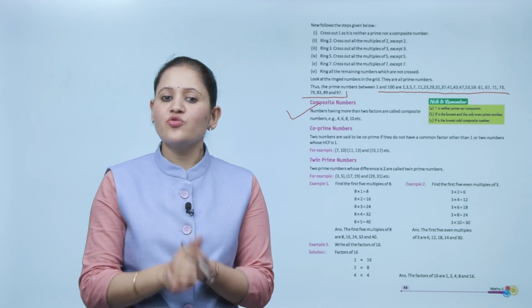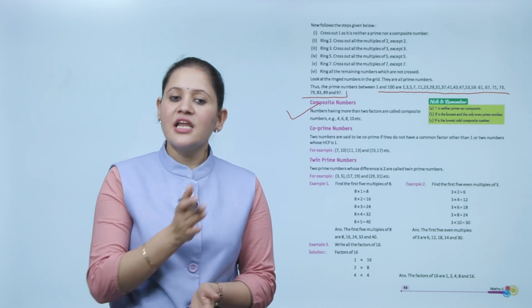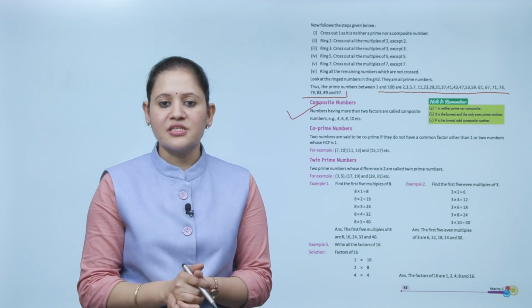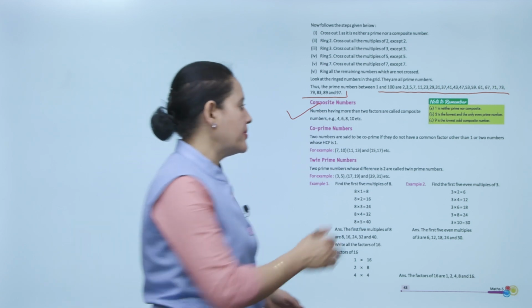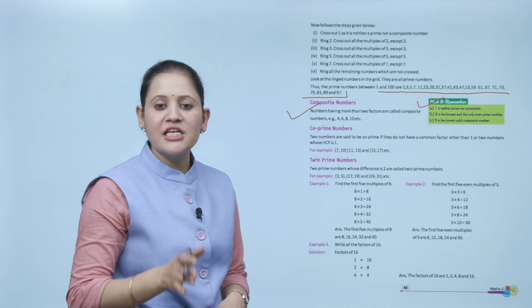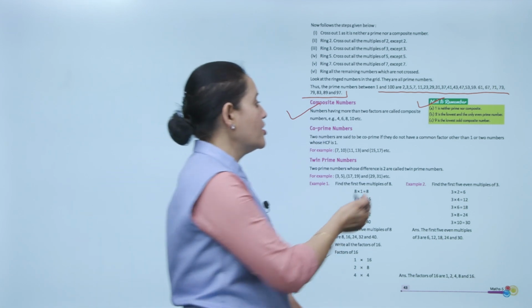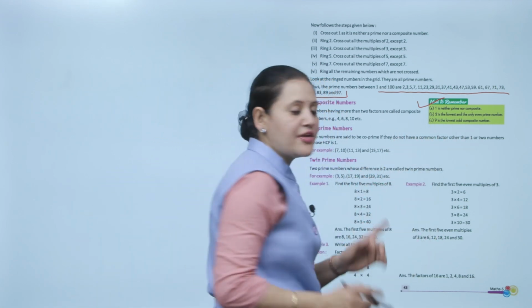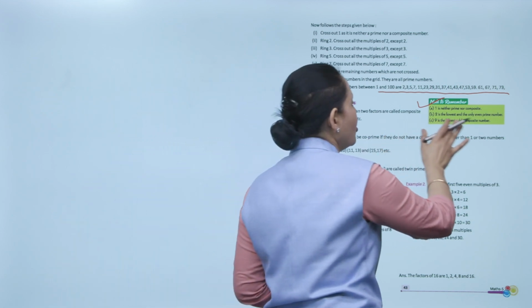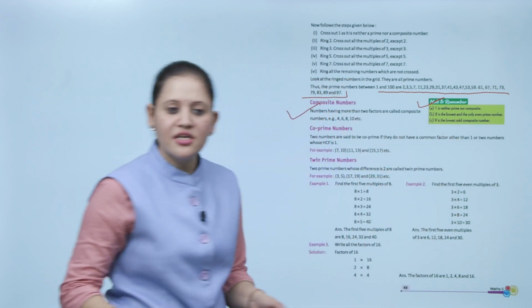Numbers having more than 2 factors are called composite numbers, like 4, 6, 8, 10. All these are composite numbers. Note to remember: you have to remember that 1 is neither prime nor composite. 2 is the lowest and only even prime number. Clear? And 9 is the lowest odd composite number.